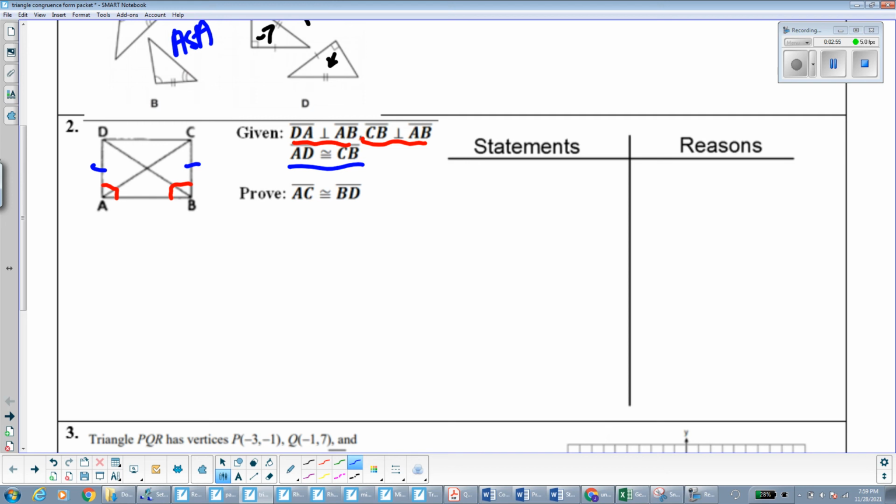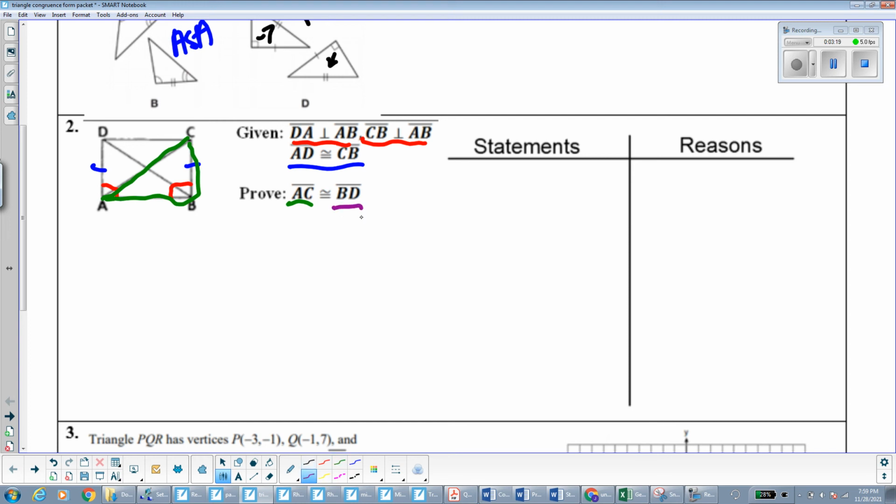And then we have the information that AD is congruent to CB. And our goal is to prove that AC is congruent to BD. So let me highlight AC for a second. So AC is right over here. And we have information about CB and about this right angle over here, which are all part of triangle ACB.